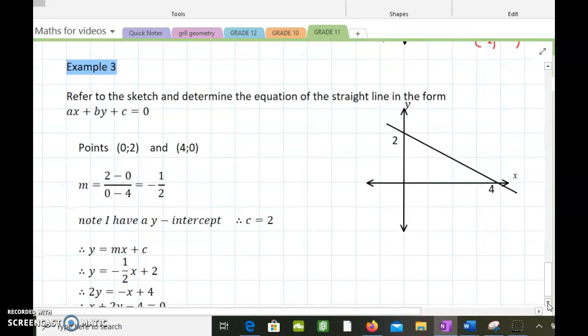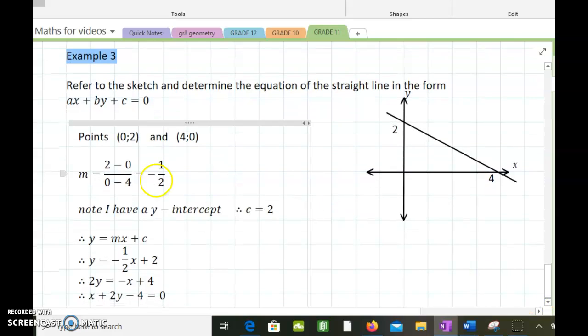Unlike the previous examples, we have a sketch now. The sketch is given to us, but the question remains the same. Determine the equation of a straight line in this format. So let's see what we have. We have 2 points on that line. So for any straight line, I need a gradient and a point. I can use the gradient formula. Note the point is 0, 2. Remember here, x is 0 and y is 2. Here, x is 4 and y is 0.